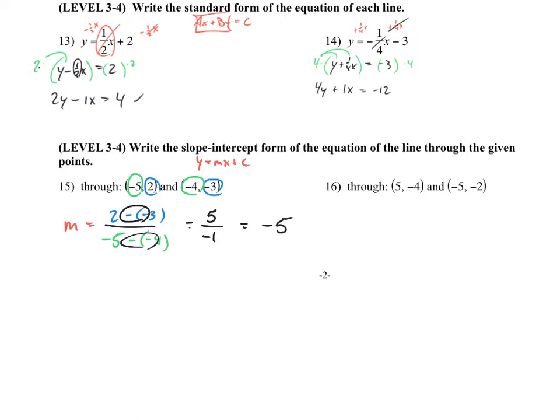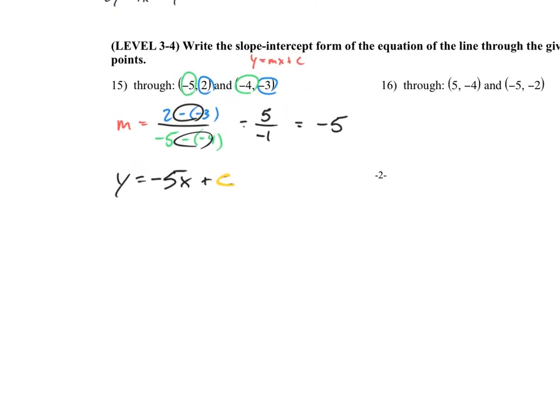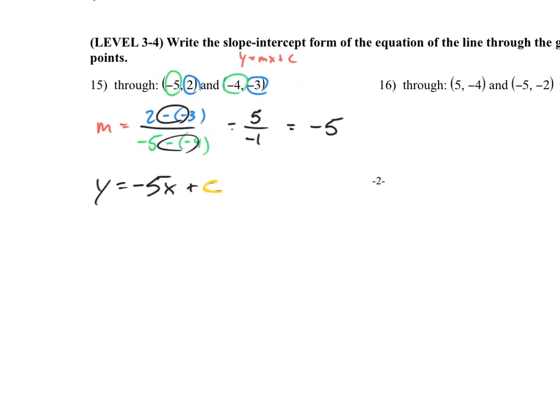So far this will look like y equals -5x plus c. We need to figure out this c value, which I don't know right now, but we can find that by picking a pair of coordinates, and it doesn't matter which one you choose. I might choose this one because there are fewer negatives in there. I know that this is an x and this is a y, so I'm going to substitute them in.